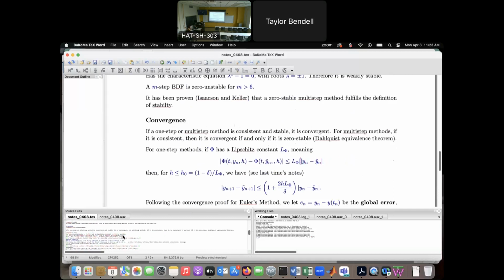Okay. So to prove that a consistent, stable one-step method is convergent: it's stable if your one-step method that's defined by a function phi is Lipschitz continuous in the yn argument. So this is how you can show that it's stable.